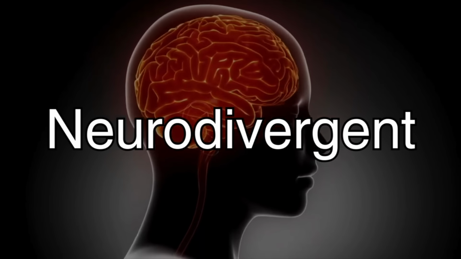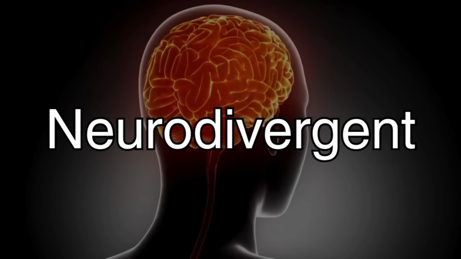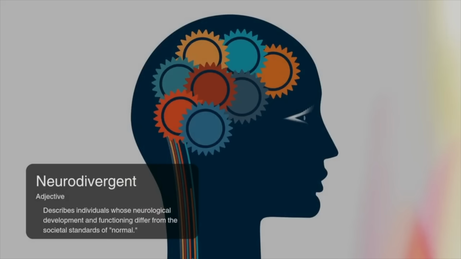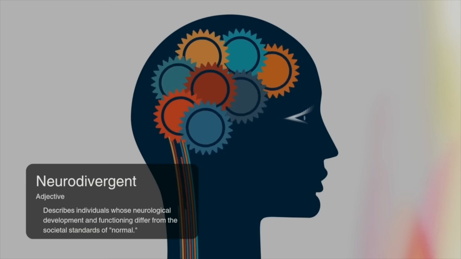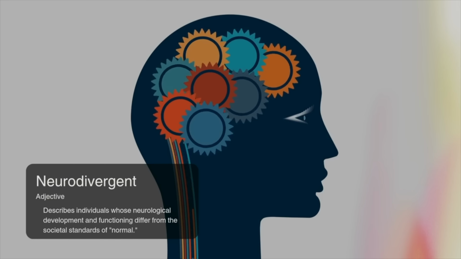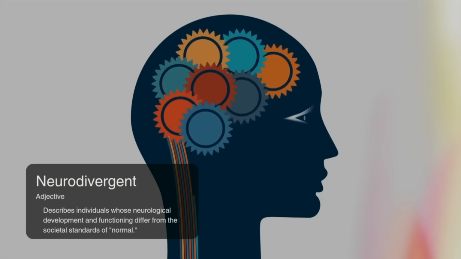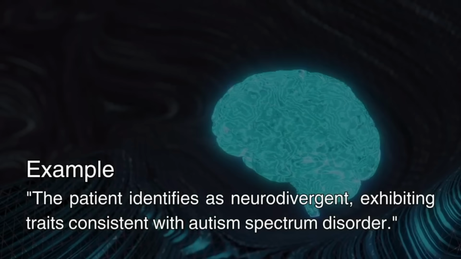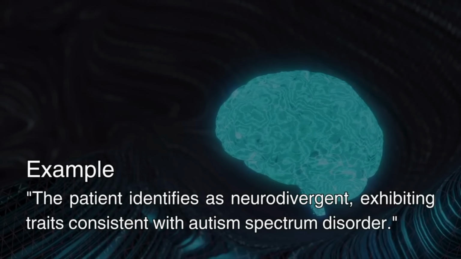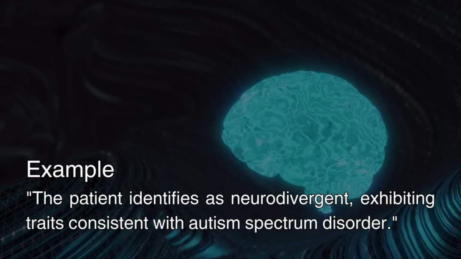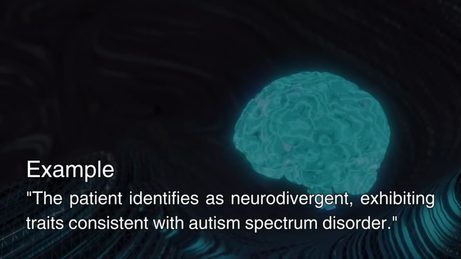Repeat after me. Neurodivergent. This adjective describes individuals whose neurological development and functioning differ from societal standards of normal. Let's take a look at our example sentence. The patient identifies as neurodivergent, exhibiting traits consistent with autism spectrum disorder.